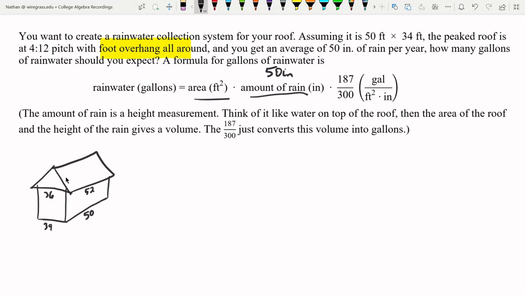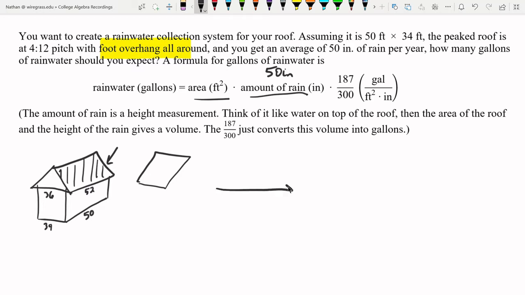And so what we don't want to do is multiply 36 by 52, because that would give us just the area of this flat rectangle. But we have a peaked roof, so we actually need to figure out what's the area of this portion, and then the same thing on the other side is actually the same thing, so just multiply it by 2. Well, to do that, we have to understand what is the slant side there.